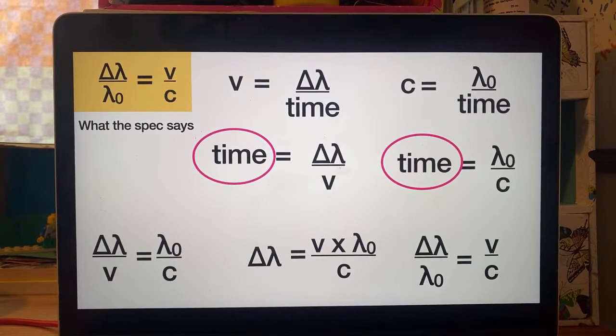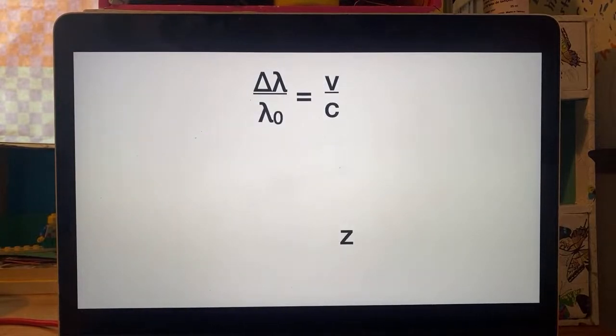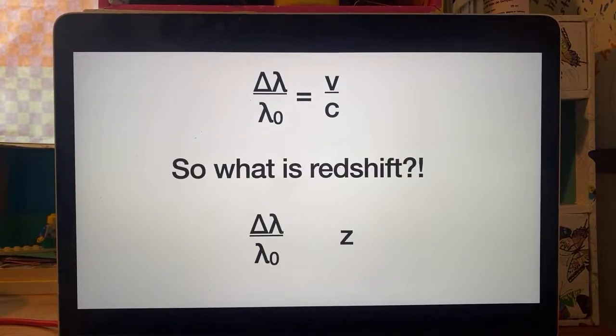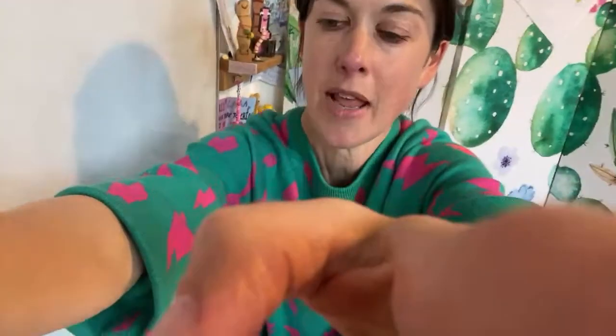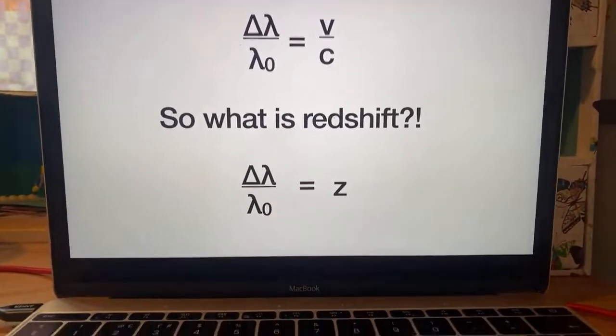Finally, we can just start plugging numbers in and see if we can do things with this equation. Here we are. What is redshift, by the way? I was going to ask you, but I've already accidentally put it on the screen. You might think redshift is just how much the light is stretched, that it would just be the change in wavelength, but it's not. It's the change in wavelength divided by the original wavelength. And astronomers call the redshift Z.